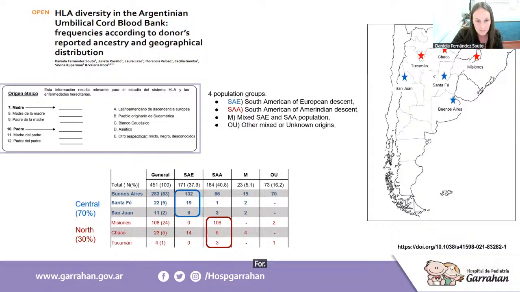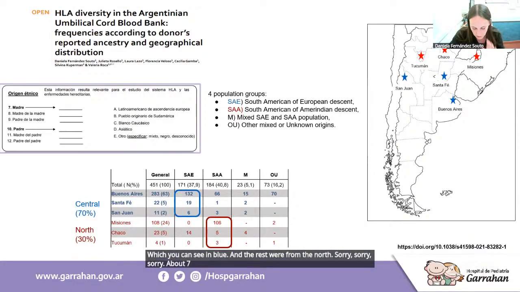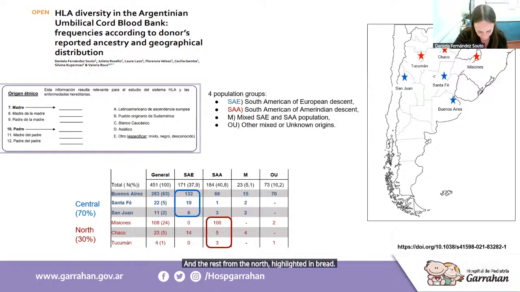For this study, we collected 451 umbilical cord blood units from 6 provinces. Most of them, about 70%, came from the central region, which you can see in blue. And the rest from the north, highlighted in red.